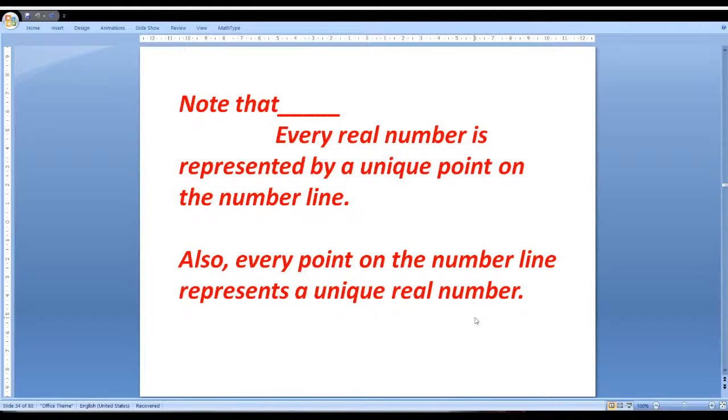Write down in your notebook. Every real number is represented by a unique point on the number line, and also every point on the number line represents a unique real number.